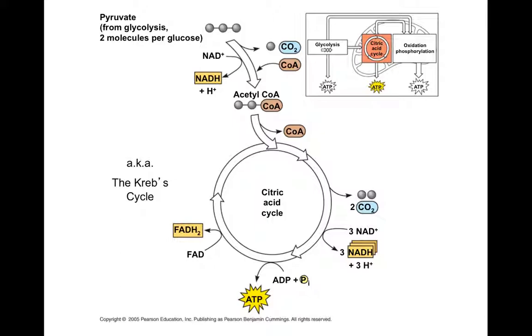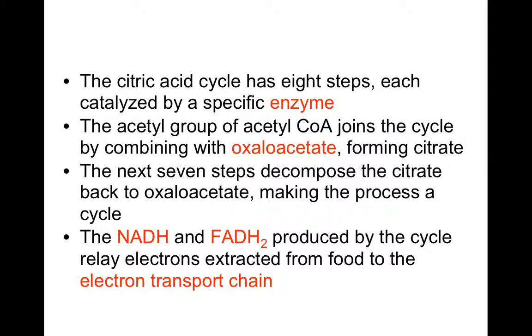To complete this breakdown of this organic fuel, it will now enter into the Krebs cycle, losing its coenzyme A, forming citrate or citric acid as the first step. As it completely is oxidized, 2 molecules of carbon dioxide are formed, 3 NADH molecules, 1 ATP, and 1 FADH2 are also formed. So the citric acid cycle or Krebs cycle has 8 steps.